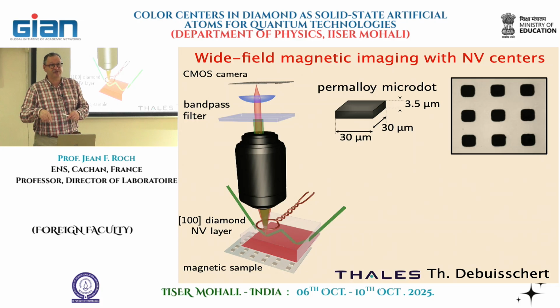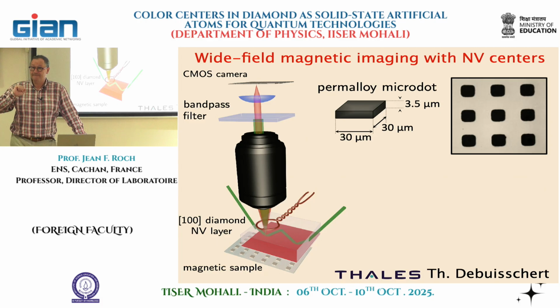And for that, there is another approach, which is interesting and provides a lot of sensitivity. We call that wide-field magnetic imaging, or quantum diamond magnetometry. The idea is quite simple. We have a sample, and on top of it, put right on the magnetic sample, we will have a very thin layer of NV centers, okay?